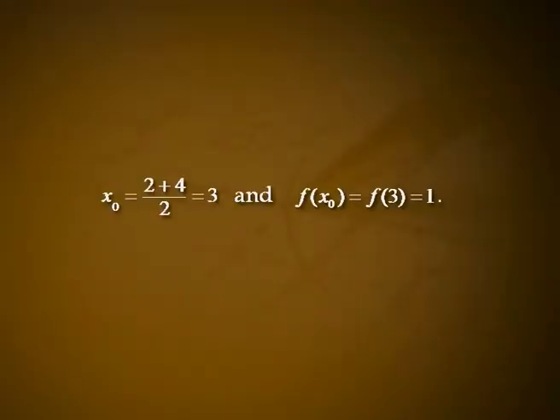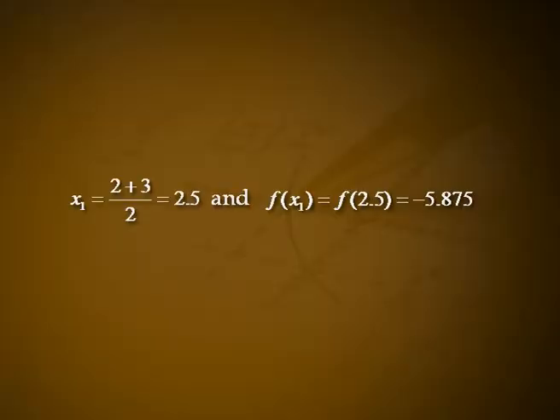Solution. Given f(x) = x³ − 9x + 1, now f(2) = −9 and f(4) = 29. So f(2)·f(4) < 0, and hence a root lies between 2 and 4. Step 1. Set a0 = 2 and b0 = 4, then x0 = (2 + 4)/2 = 3, and f(x0) = f(3) = 1. Step 2.